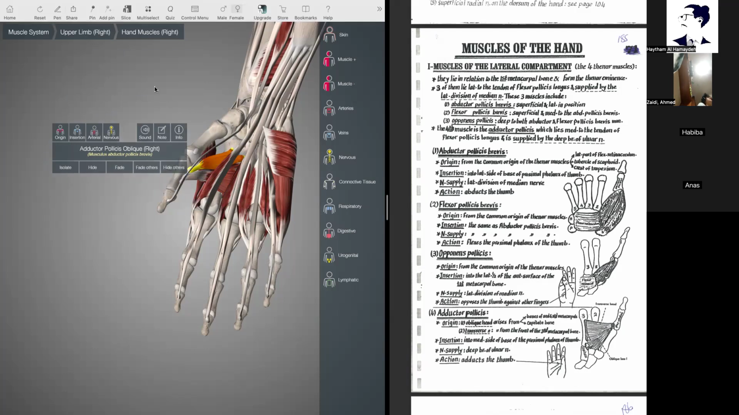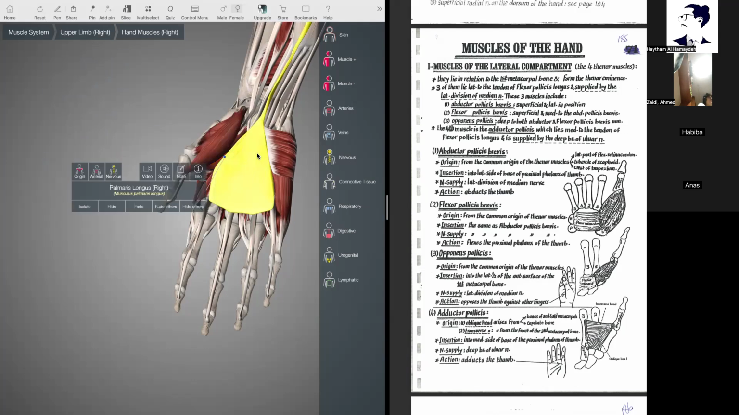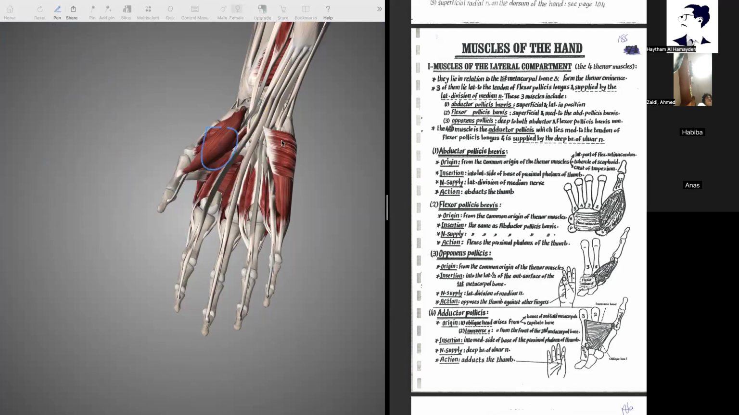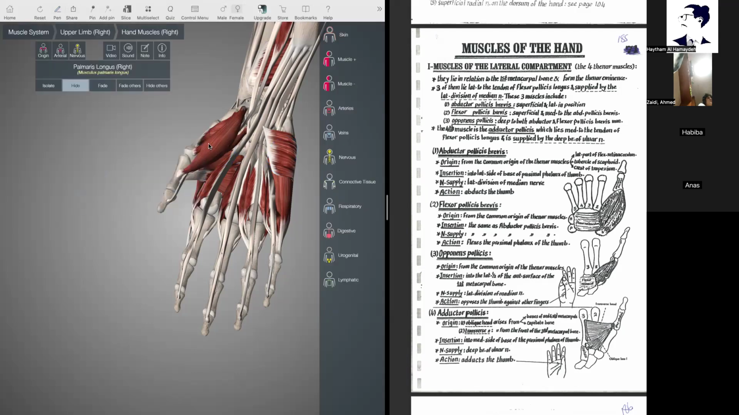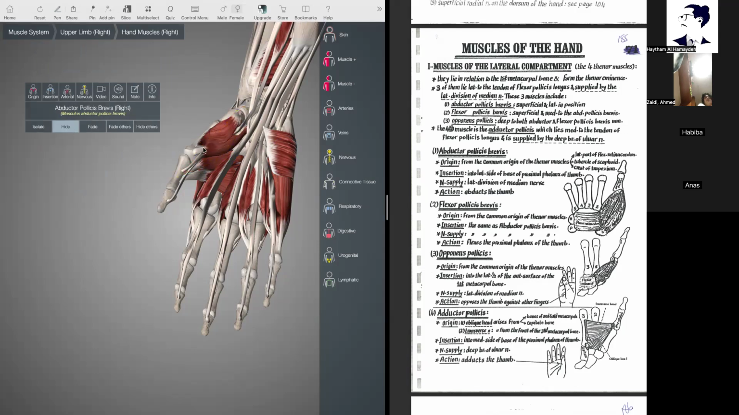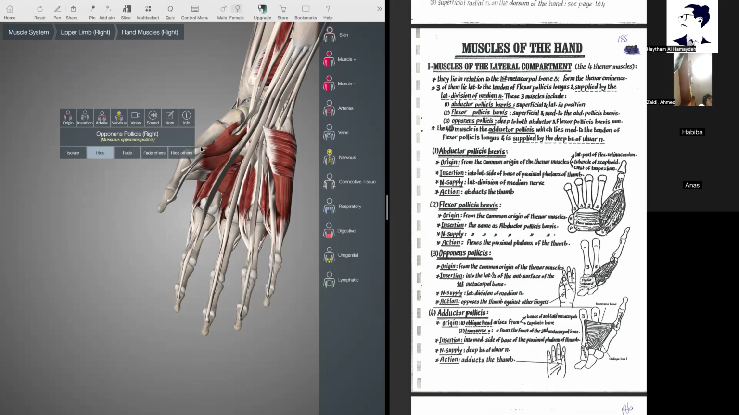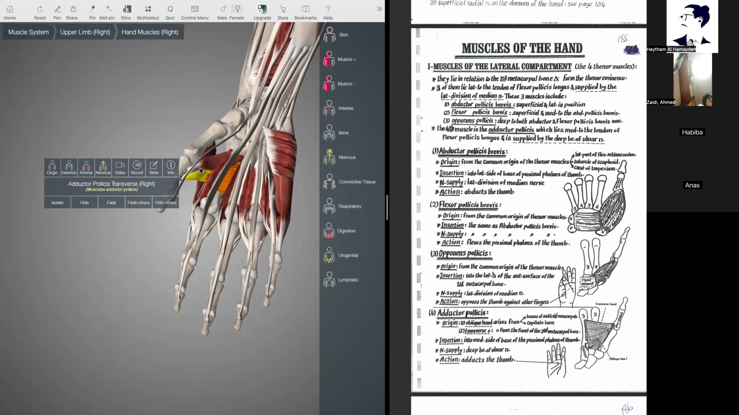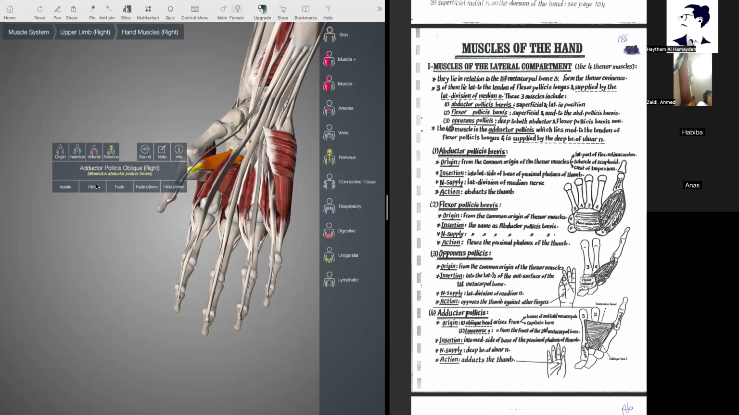We will go over them one more time, just so that you know. So now, we said in the hand, there are two eminences, the thenar eminence and the hypothenar eminence. The thenar eminence is found laterally, away from the body. Now, what are they? Number one, abductor pollicis brevis. Number two, opponens pollicis. Number three, flexor pollicis brevis. These are innervated by the median nerve. Now, the fourth is adductor pollicis, either oblique or transverse.